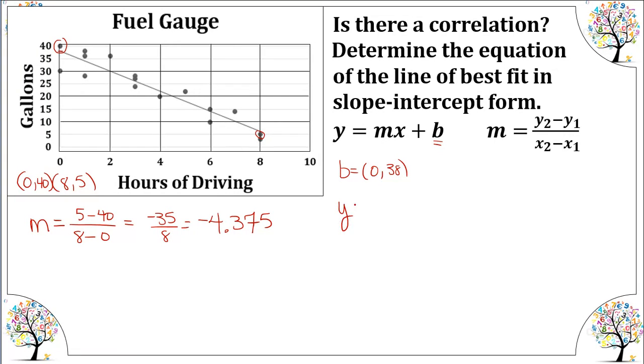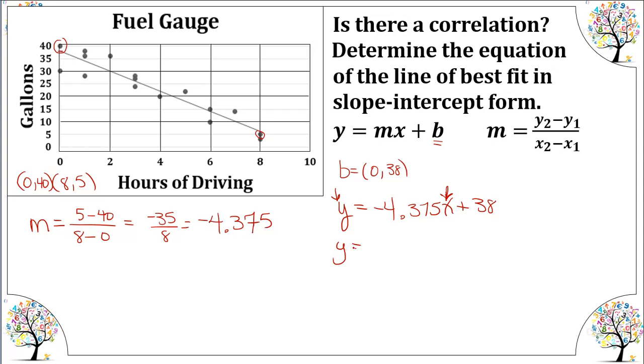Now we can put these together and we have our slope times x plus the initial value. So x represents hours of driving, so we can see about how much gas we will have left in our tank depending on how many hours we drive. So we start out with about 38 gallons, and then each hour we lose 4.375 gallons of gas.